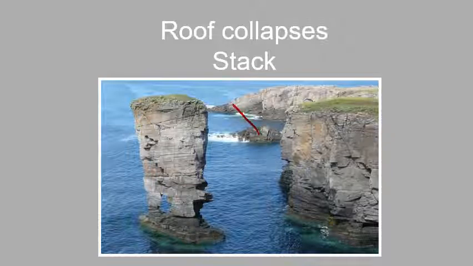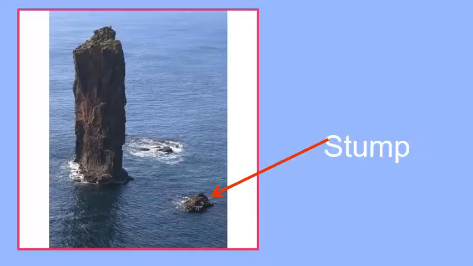Visualize, use your imagination. In times past, there was actually a whole roof of rock that would join this stack to this headland over here. Over time, through erosion, that offshore stack becomes smaller and smaller. It gets worn away to eventually form a stump. That stump could also be referred to as a rock island.